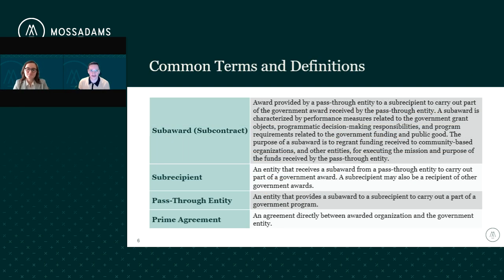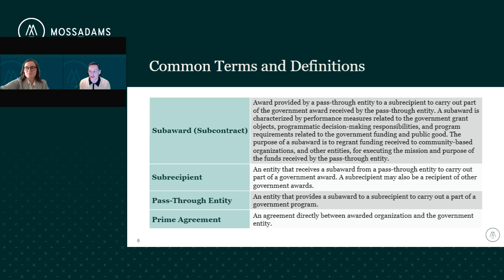Awesome. So I'll kick us off with some of the common terms and definitions that are helpful to understand the world of grant compliance. So to start, we'll go over a subaward. A subaward, sometimes a subcontract, are funding arrangements where a pass-through entity will provide financial support to a subrecipient to fulfill part of a grant award that is received by the pass-through entity. It may include performance measures tied to the grant's objectives, programmatic decision-making, compliance with program requirements.